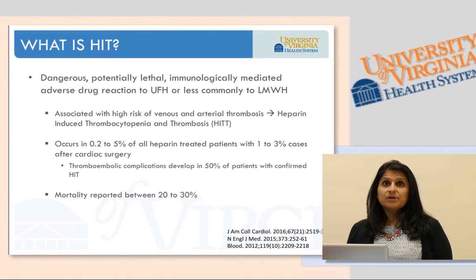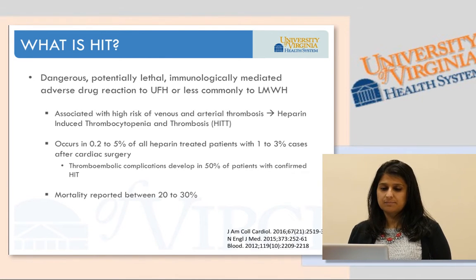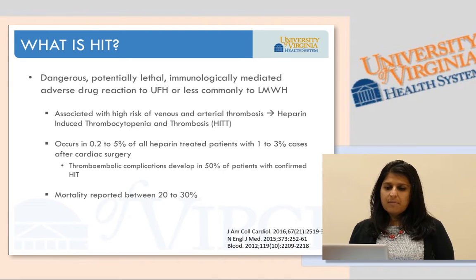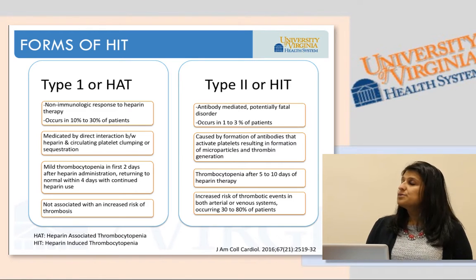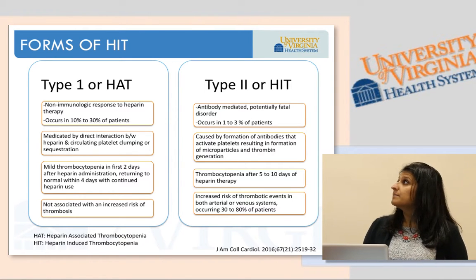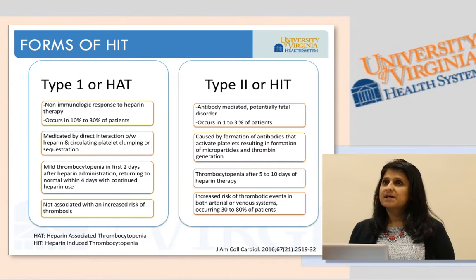This is why sometimes HIT is termed heparin-induced thrombocytopenia thrombosis. It occurs in about 0.2 to 5% of heparin-treated patients, with 1 to 3% incidence in patients with cardiac surgery. Thromboembolic complications develop in 50% of patients with confirmed HIT. Mortality associated with HIT is reported to be about 20 to 30%. There are two different forms of HIT that can develop in a patient. Type 1, also known as heparin-associated thrombosis. Type 2, also known as heparin-induced thrombocytopenia.